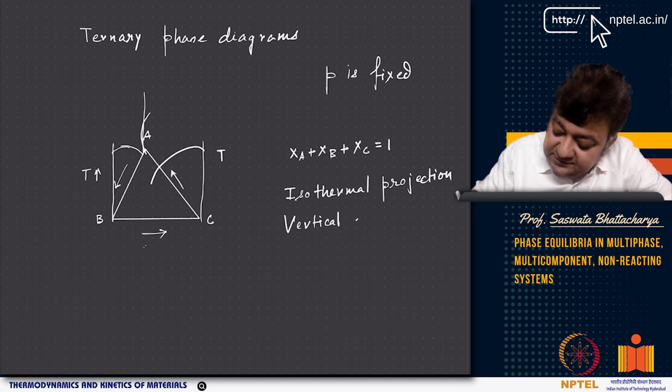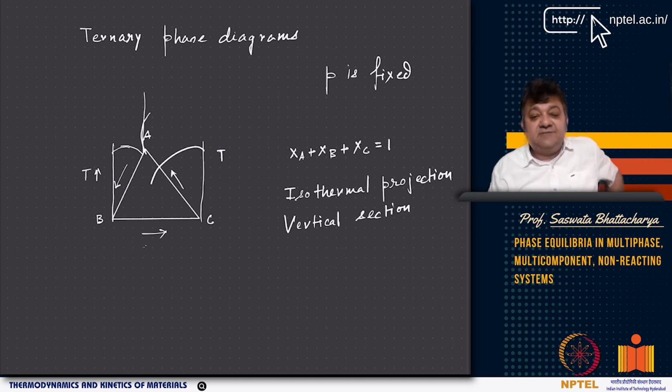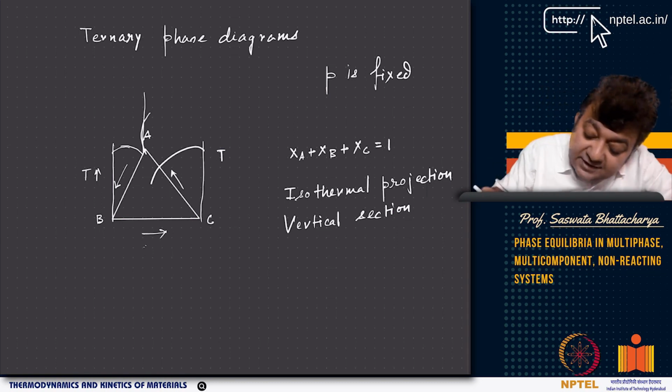So a vertical section looks similar to a binary phase diagram, but with a lot of differences. You do not really obey any of these rules when you are looking at a section. So these are the nuances that you have in ternary phase diagrams.